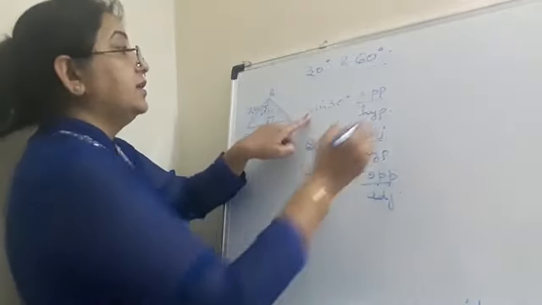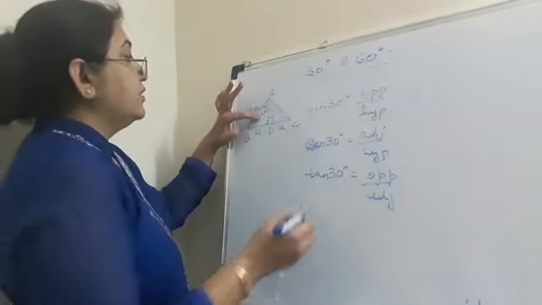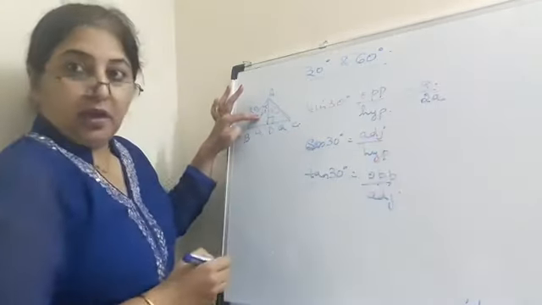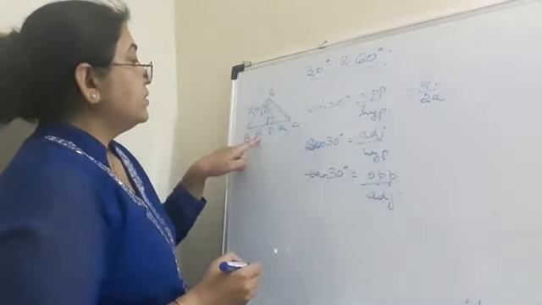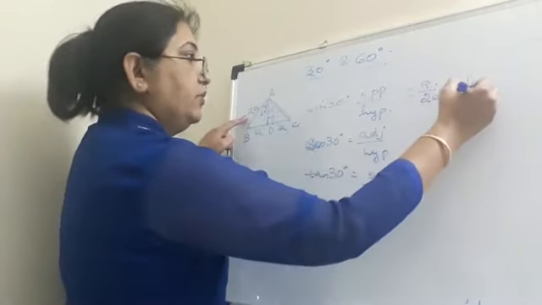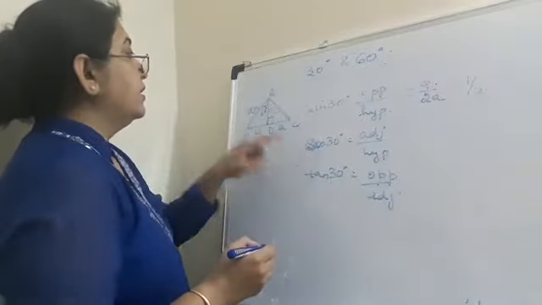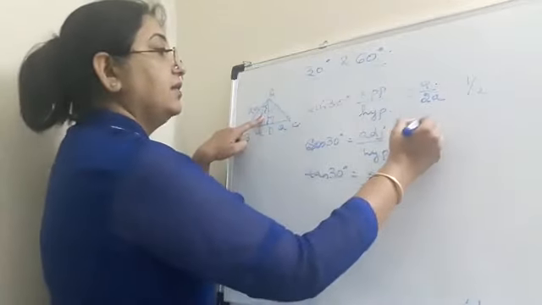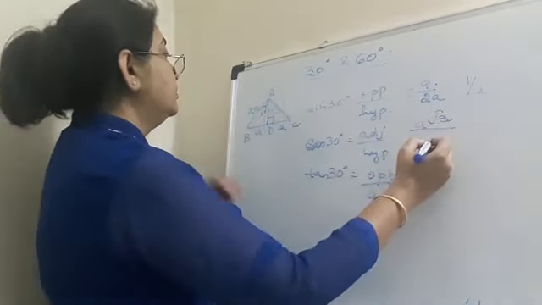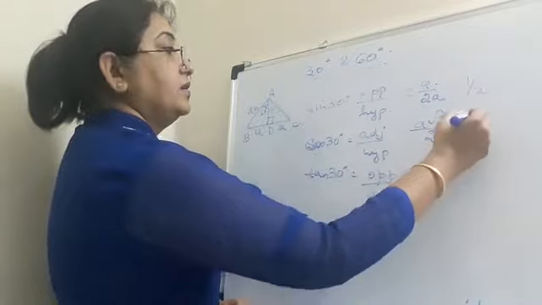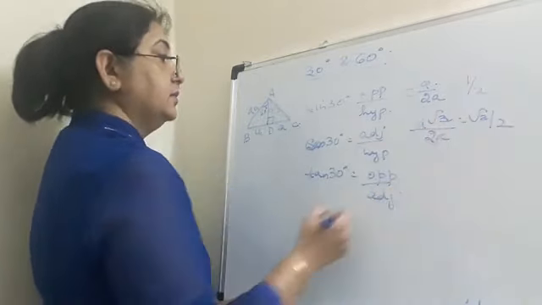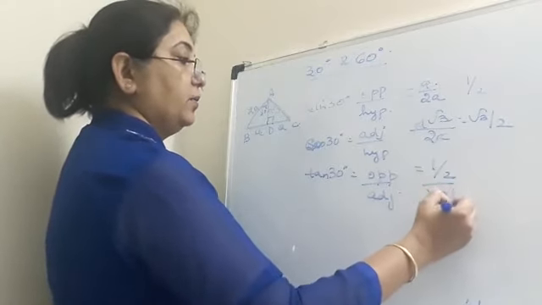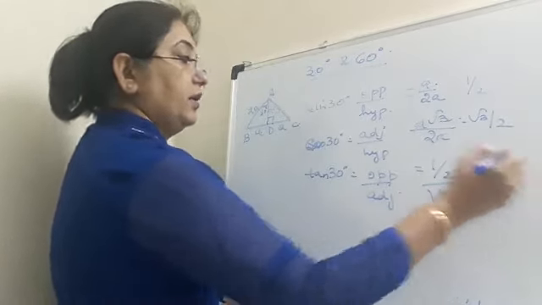Now sine 30. When I say sine 30, it will be A upon 2A, because opposite upon hypotenuse, and that will be 1 by 2. Cos 30 will be adjacent upon hypotenuse, and that will be A root 3 upon 2A, that is root 3 by 2, A will cancel. And tan 30 will be equal to 1 upon 2 upon root 3 upon 2, that will be 1 upon root 3.